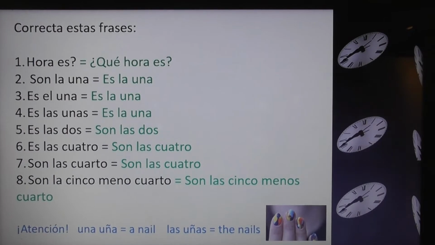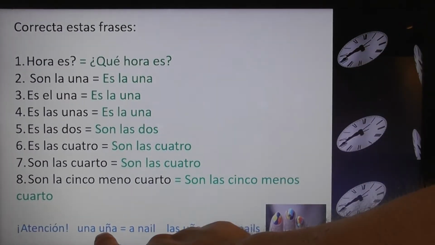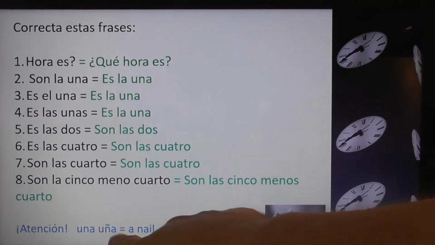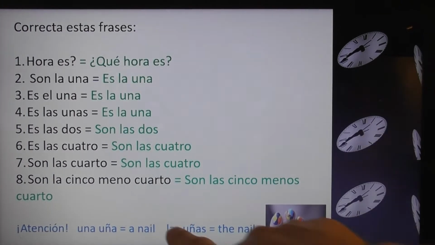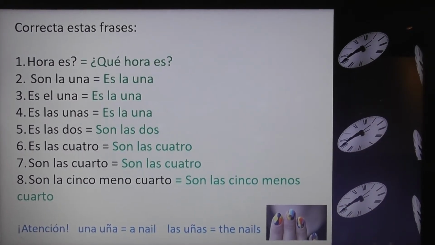Also, I thought it'd be worthwhile mentioning to you, seeing as we've seen the word una a lot. Actually, if you put an accent, a tilde over the n, uña, then the word changes its meaning completely and it means a nail. Las uñas, nails. Okay, so just a reminder why accents are actually really important in Spanish.